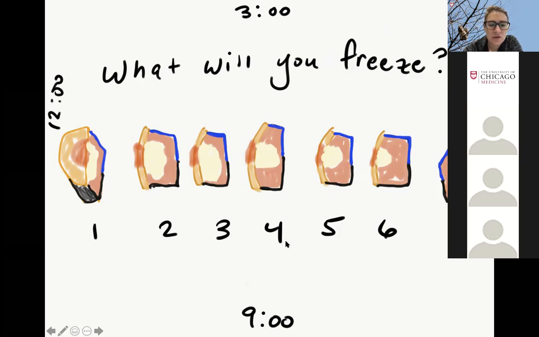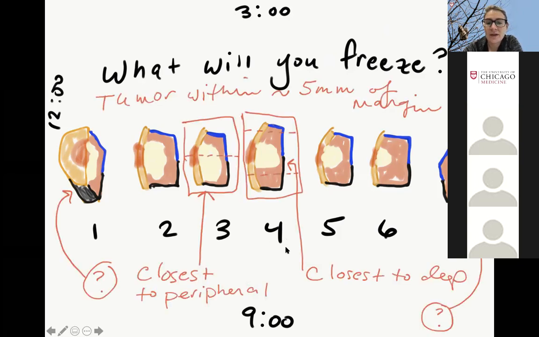Okay, good. So you want to be careful not only for the deep, but also for the peripheral, right? And I agree that 4 is the closest to deep. So you're going to want to freeze, if not that entire slice, at least the portion with the deepest margin, right? And for 3, you are going to want to freeze at least that peripheral half, the black half showing the closest to the peripheral margin.